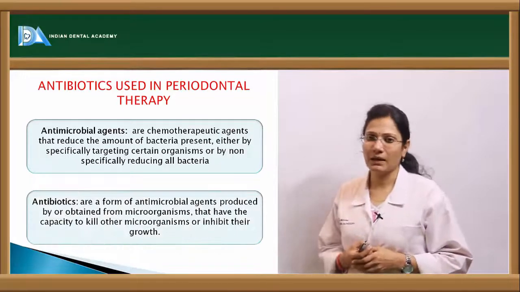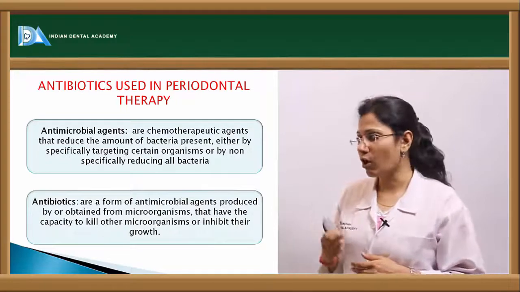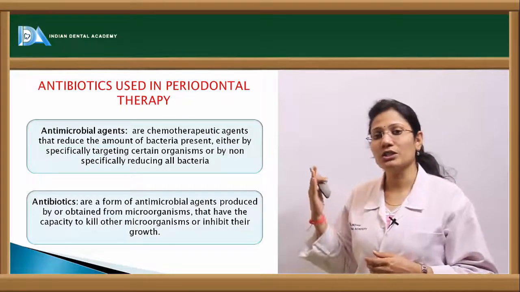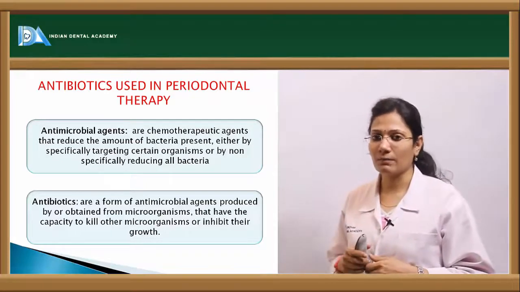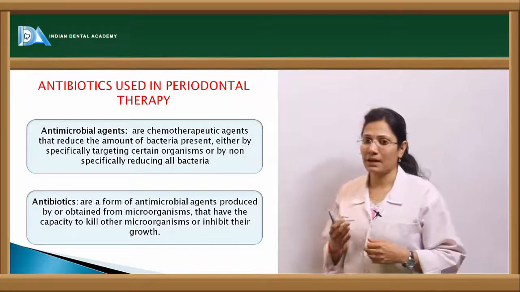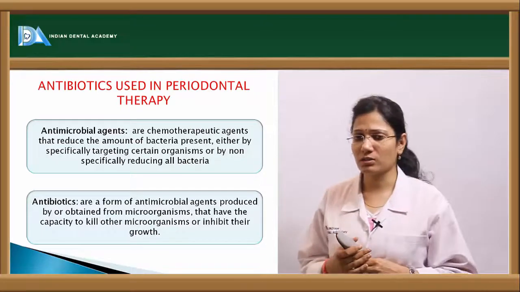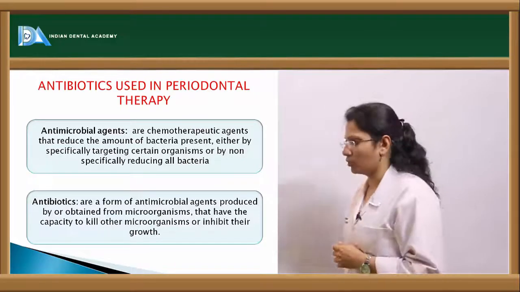Now, what is an antibiotic? An antibiotic is a form of an antimicrobial agent which is either produced by a microorganism or obtained from a microorganism that has the capacity to kill other microorganisms or inhibit their growth.